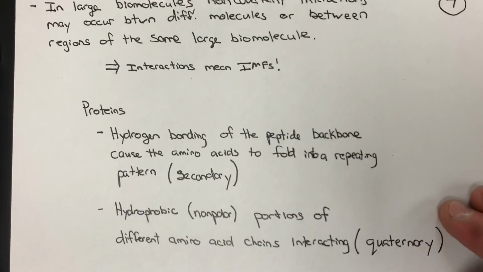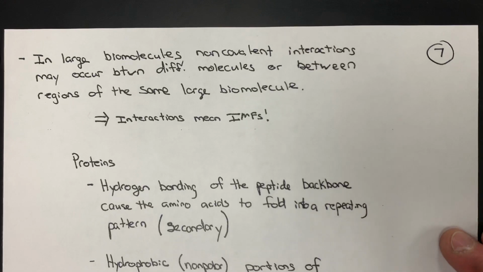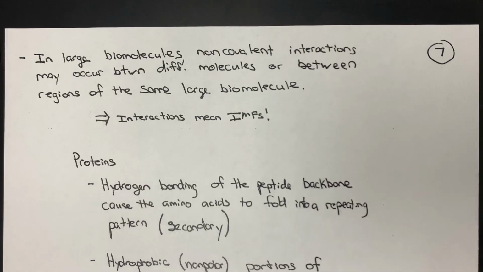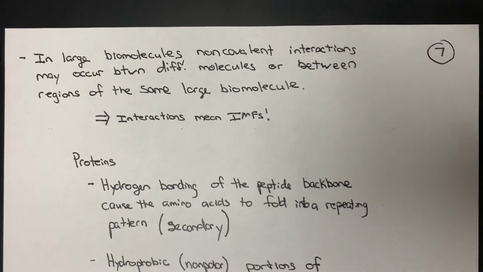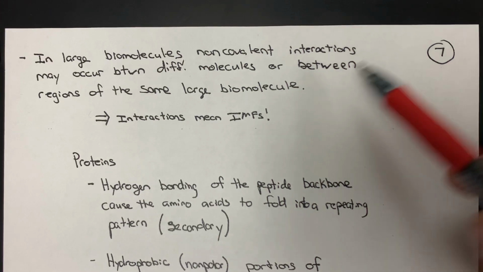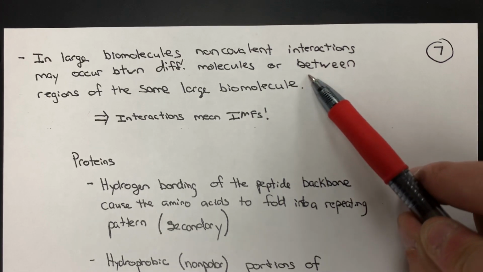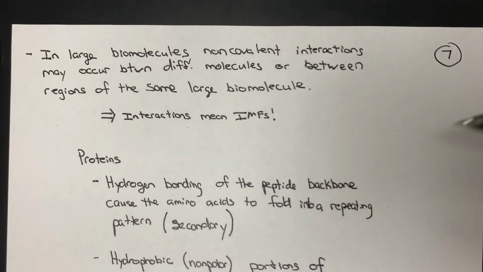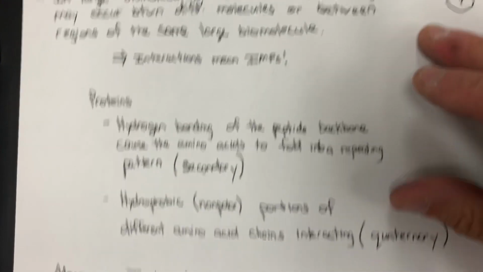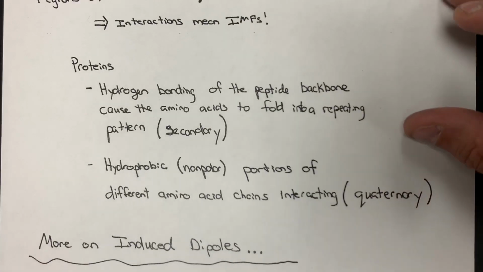Another point about intermolecular forces is that we often see these in the context of biomolecules. So, in very large biomolecules, these non-covalent interactions, again, these IMFs, may occur between different molecules, which is what we've seen here, or because these molecules are so large, they can actually occur between regions of the exact same really large biomolecule, okay? I think a really good example of that is in proteins.